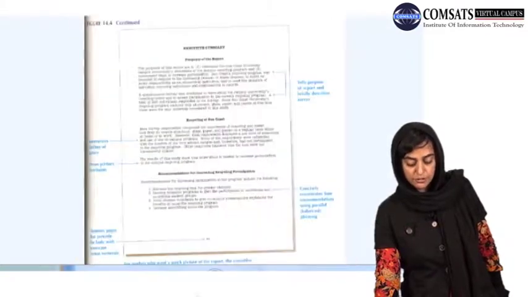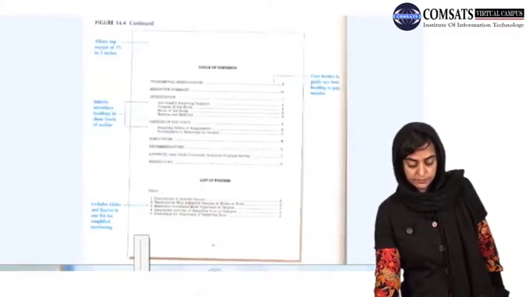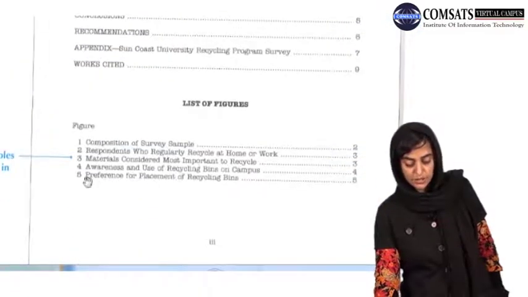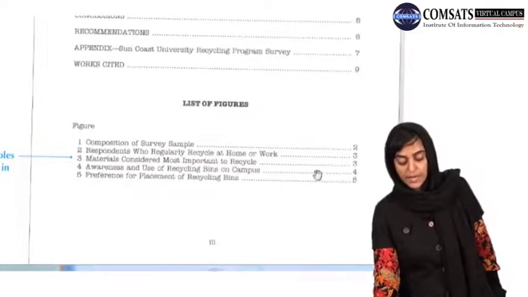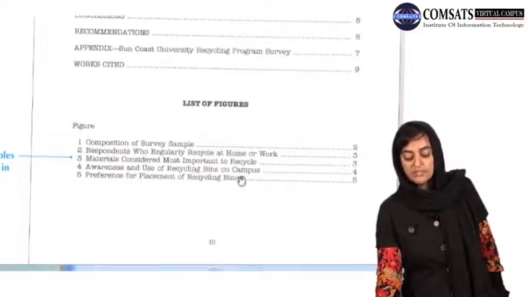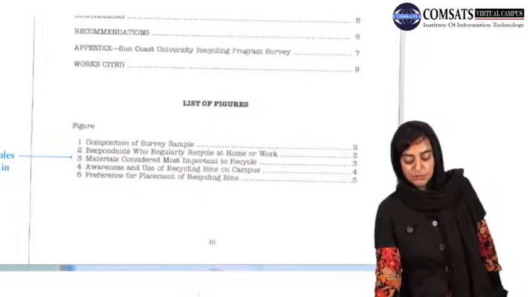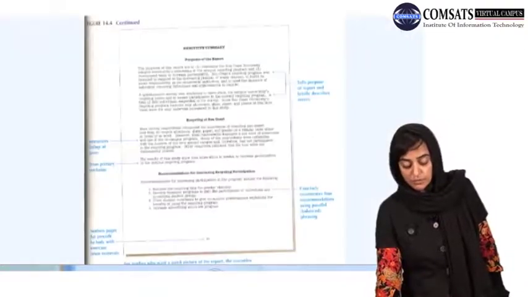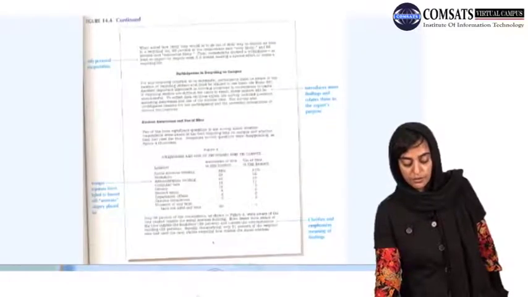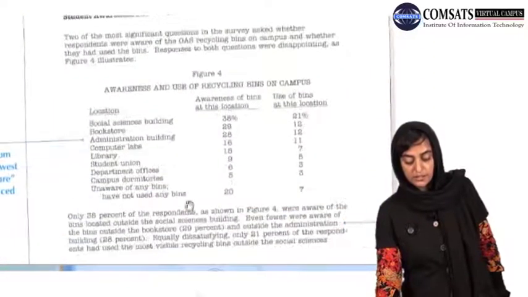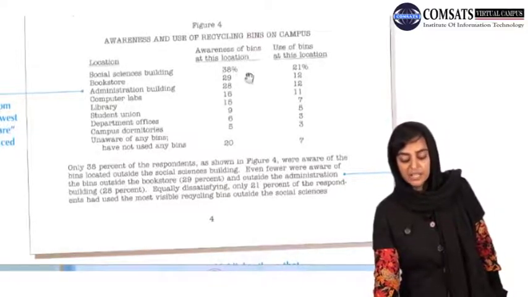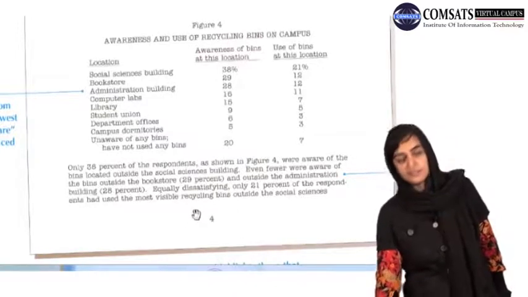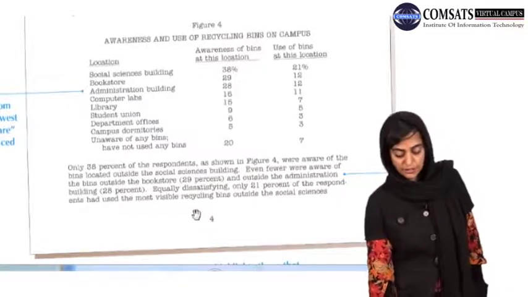Let's move back to the list of figures. Here, dear students, the next figure in the list of figures is on page number 4 and the title is awareness and use of recycling bins on campus. Let's move to page number 4 and have a look whether we are having this figure with this title on page number 4 or not. Here is the page number 4 and dear students, yes, this is the figure number 4 on page number 4 and the title is the same as shown by the list of figures, awareness and use of recycling bins on the campus. So we are having this figure on page number 4 as per the detail given in the list of the figures correctly.